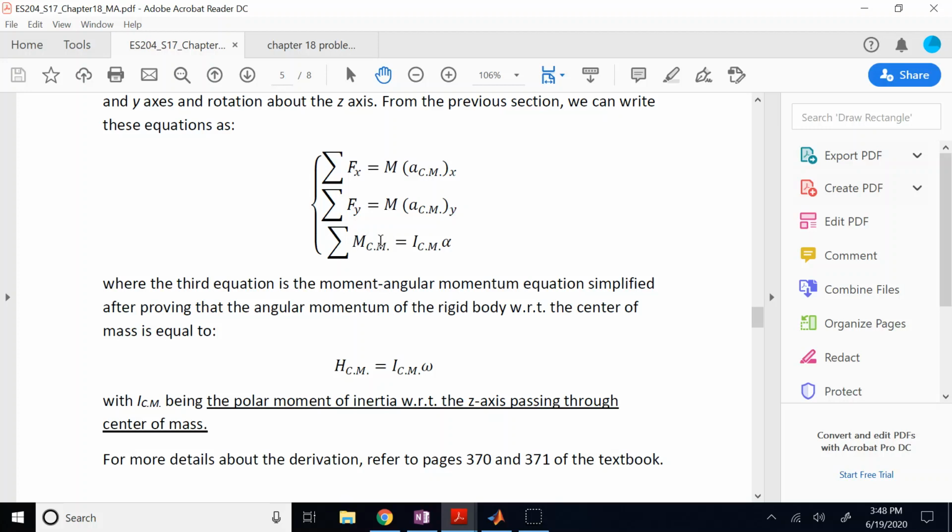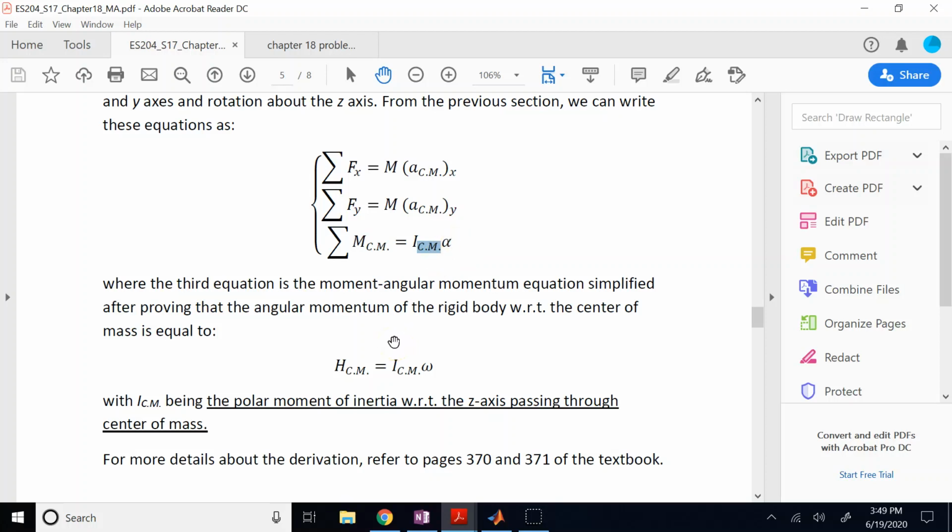And now I have this question that, now when I say sum of the moment about the centroid is I about centroid times alpha, can I change my reference point from centroid to another point? And let's say the point of reference is any point, point P, and say sum of moment about P, where P could be on the rigid body or outside the rigid body. Sum of moment about P is equal to I about P times alpha. Can I do that? And the answer is not for every point. It's not possible to write it about every point.